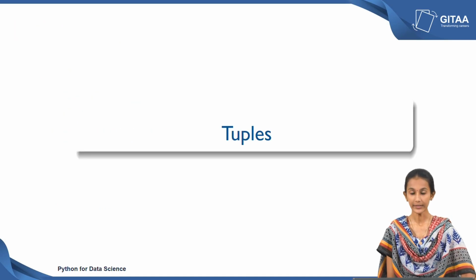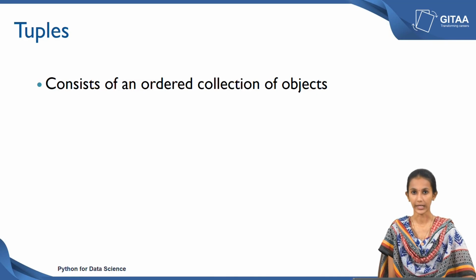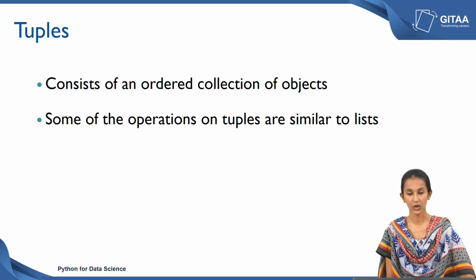Let us get started. We will see what is meant by tuples. Tuples is one of the data structures available in Python. It consists of an ordered collection of objects or elements. Some of the operations on tuples are similar to lists as well. So, you can access the components of the tuple, and if you want to do slicing operations, you can do it on tuples.